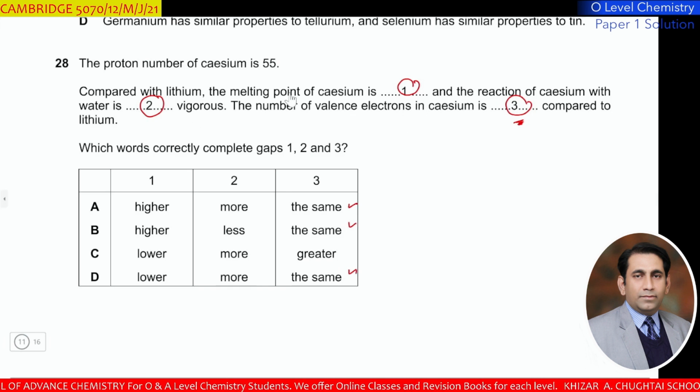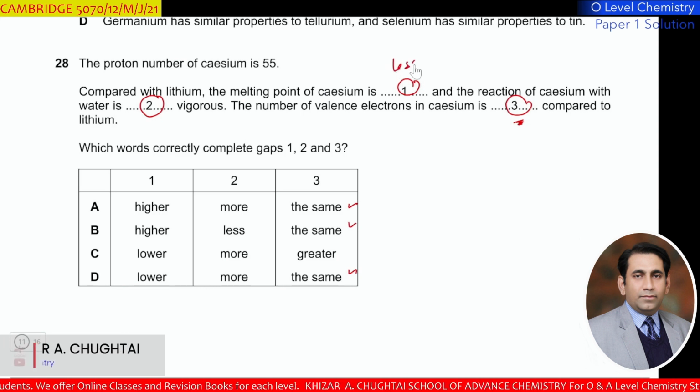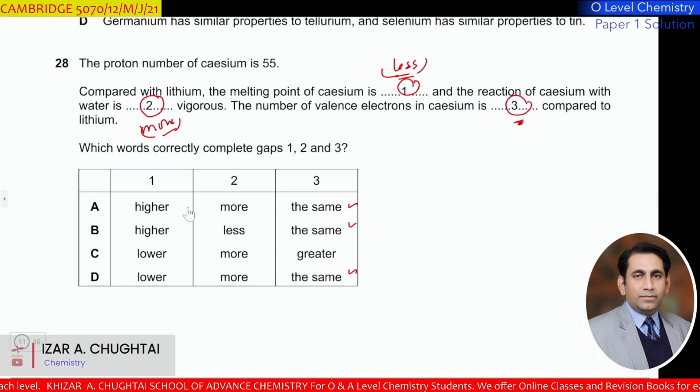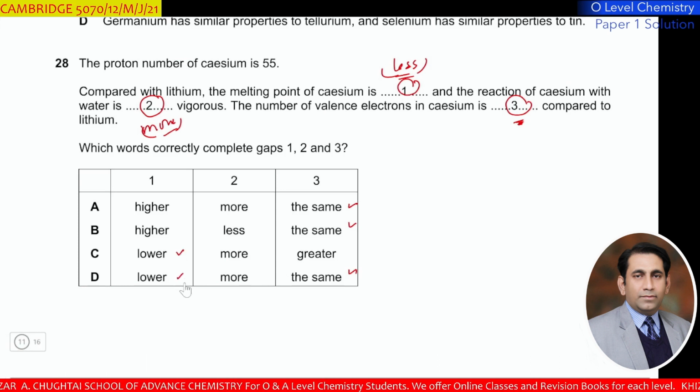The next one is, as we move down the group, what about the melting point? Melting point decreases. As we move down the group, compared with lithium, the melting point of the cesium is lower. The reaction of cesium is more vigorous. So one should be less or lower, and it will be more and the same. So 28, D is the correct option.